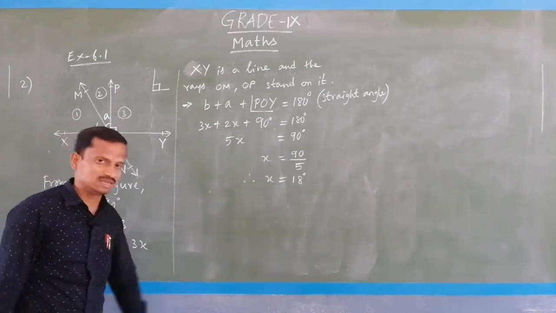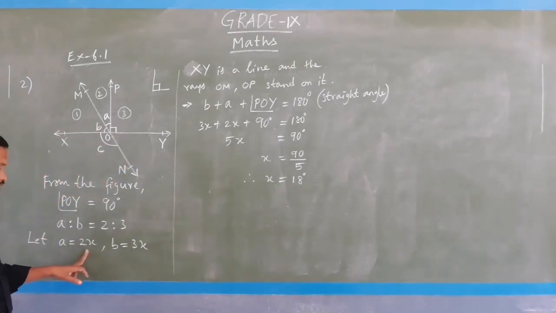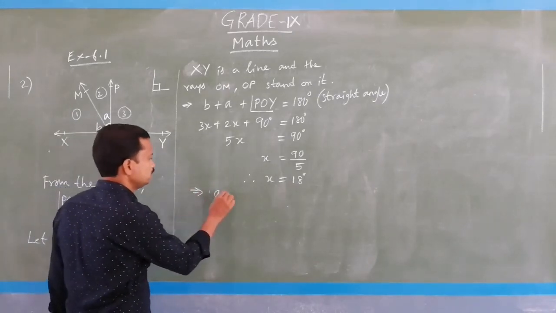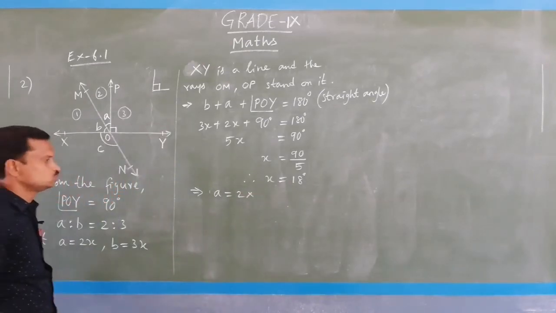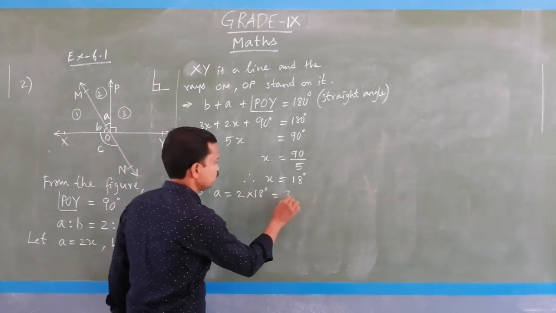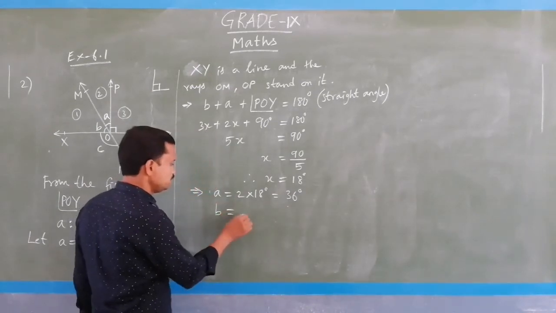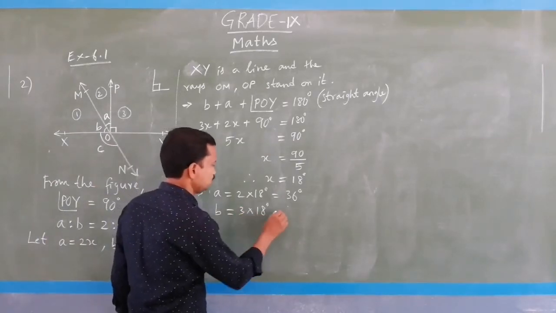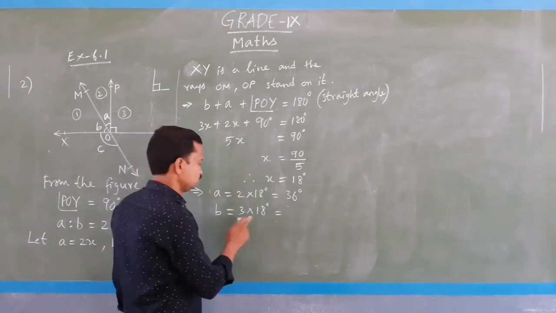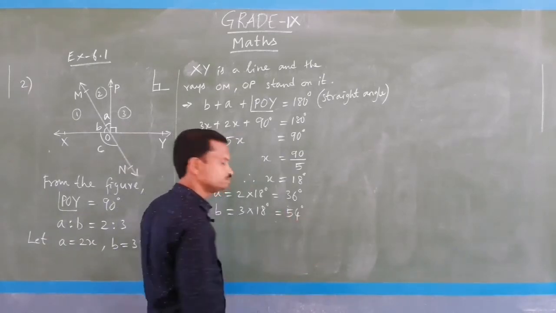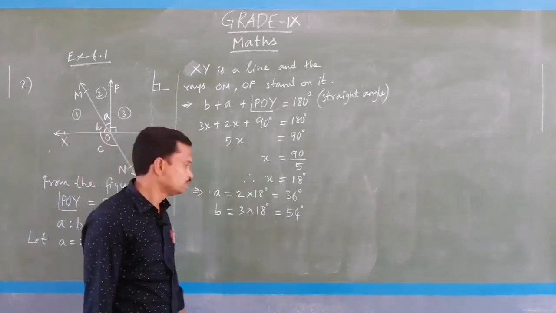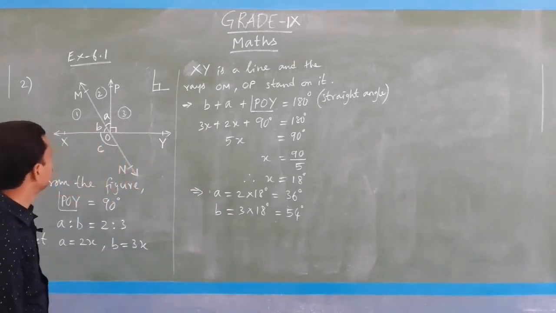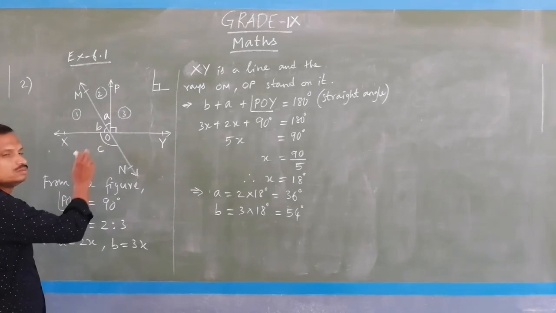And after getting x, by substituting here, we can get the measures of angle A and angle B. So, this implies angle A equals 2x, which means 2 into 18, that is nothing but 36 degrees, and B equals 3x, 3 into 18, we get what? 3 into 18, so 54. 3 into 18, 54. Am I right? So, these are the two angles A and B. After finding this, we come to this C.